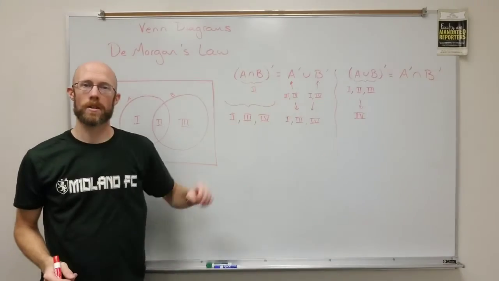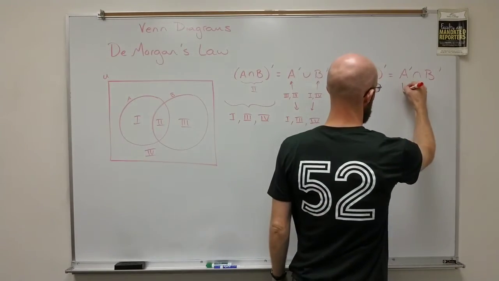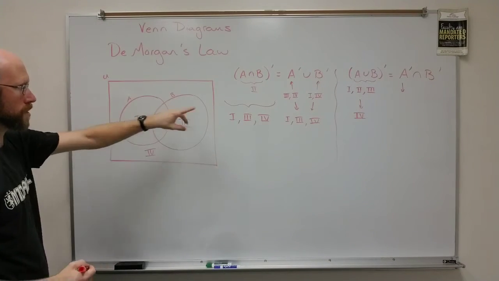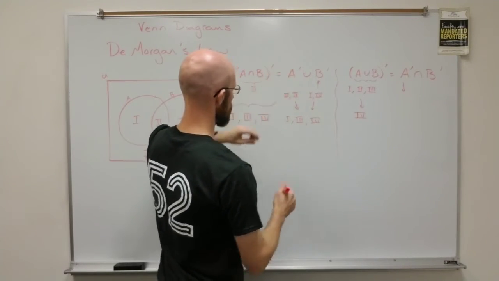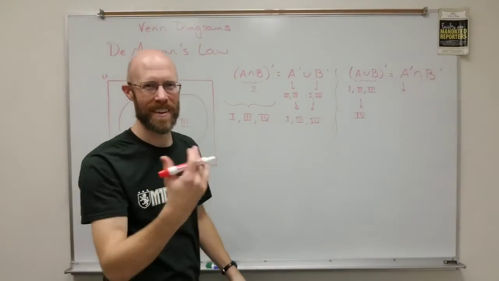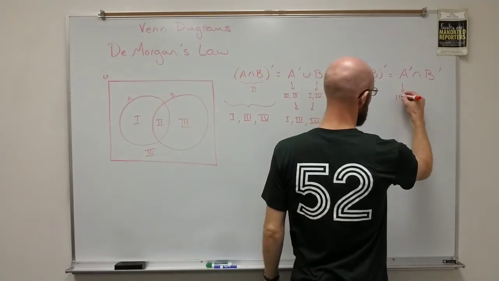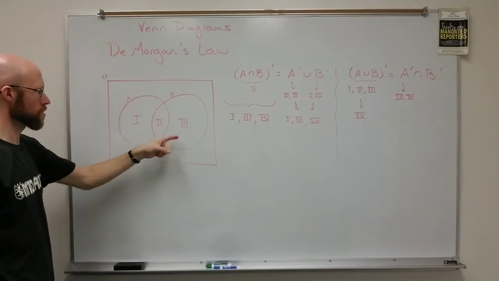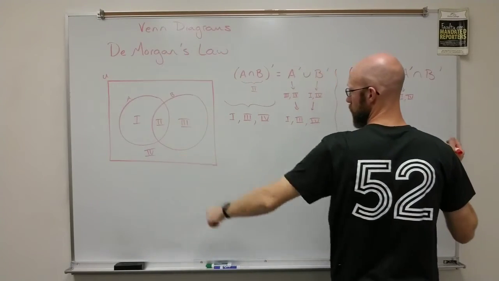Okay, so now let's take a look at the other side. I want A complement. Well, A complement is the same as we had before, it's 3 and 4. So A complement is regions 3 and 4. Same as before, right? A is 1 and 2, so its complement is 3 and 4. B complement, well, B is 2 and 3, so its complement is 1 and 4.